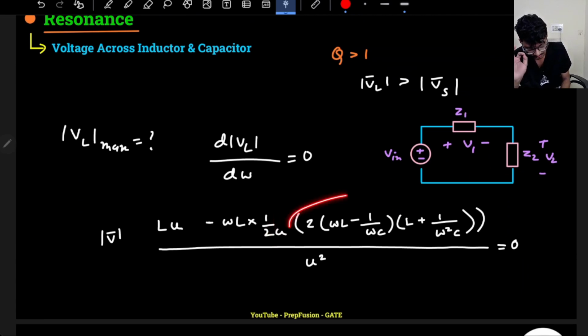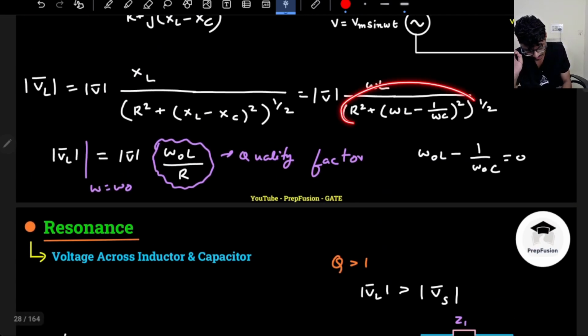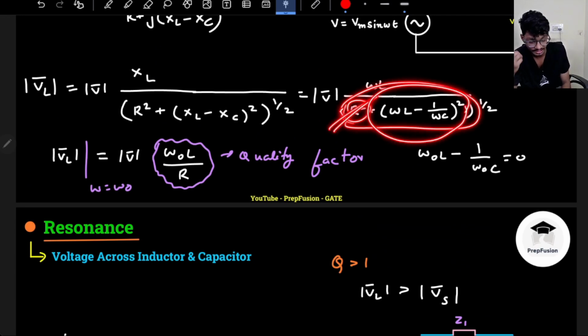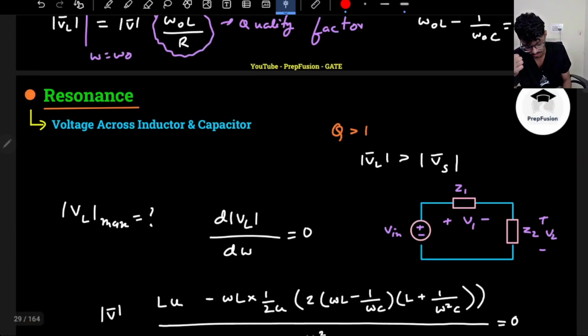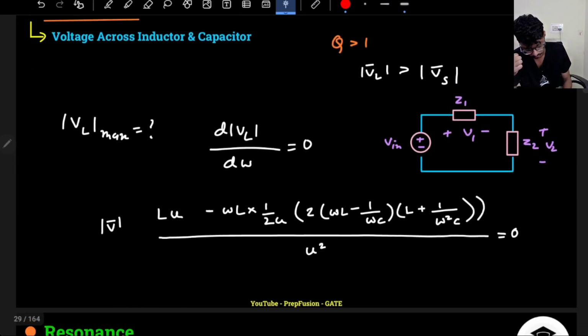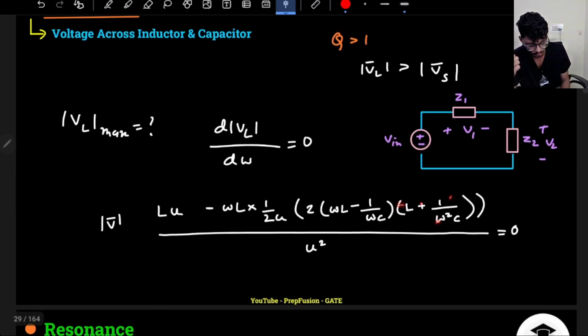Then I differentiate the inside function. The inside function has R square, which is independent of omega, so this is 0. Differentiation of this, again I apply the chain rule, again this 2 will come in front, then I will subtract 1 from the power, so this will be omega L minus 1 by omega C into 2, and again what do I have here? This is basically L plus 1 by omega square C.